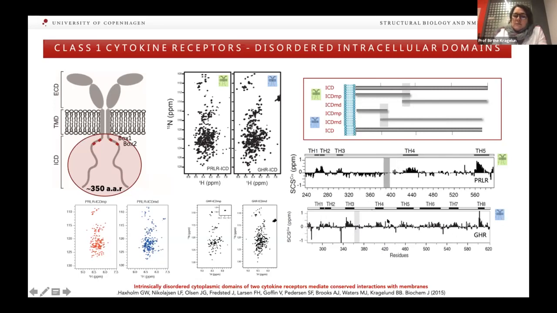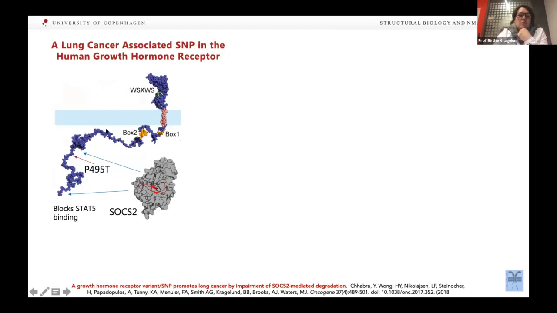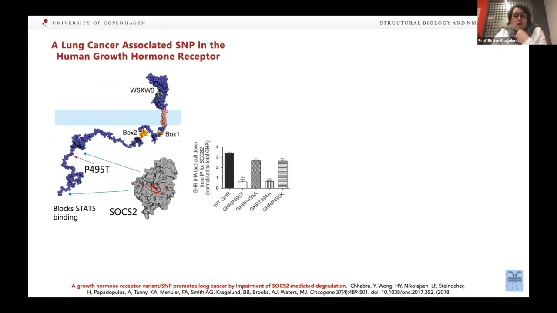So we look at this growth hormone receptor, and there's a single nucleotide polymorphism in this intracellular domain that gives rise to a severe lung cancer. And that is situated here. It's a proline to threonine mutation, and that is situated in a SOX2 binding site. We have two of those in the receptor, one that blocks binding and one that binds to the E3 and ubiquitinates and degrades the receptor in the proteasomal degradation pathway. This is a collaboration with Andrew Brooks in Australia.